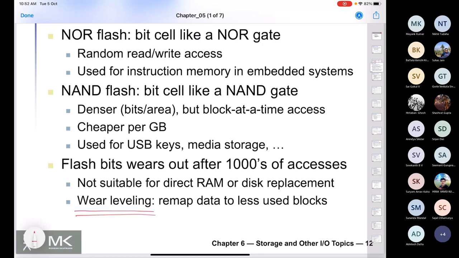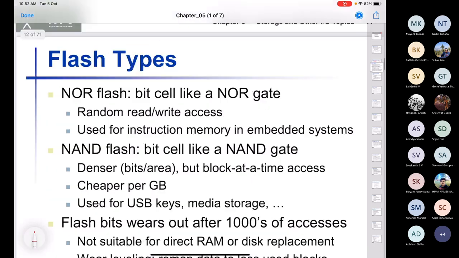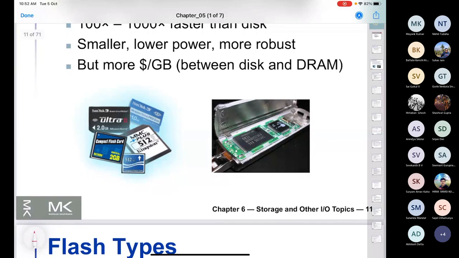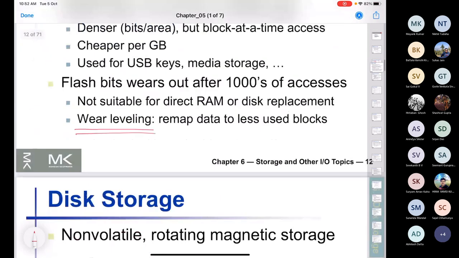The important thing to understand is that other than the raw module which holds the data memory, there is also some sophisticated electronics in these chips and hard disk drives.